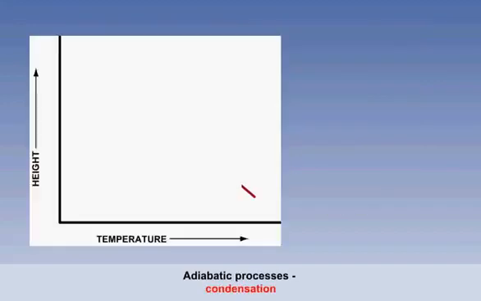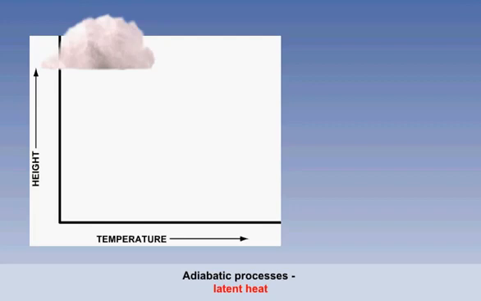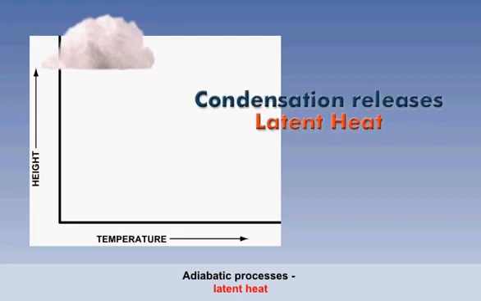If warm, unsaturated air is cooled, it eventually reaches a point at which it becomes saturated. The water vapor will at that point start to form water droplets or condense out. This condensing out of the water vapor has one very important effect. It releases what is called latent or hidden heat. So we say that the process of condensation releases latent heat.